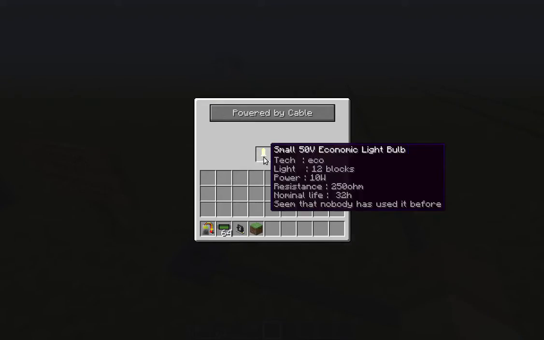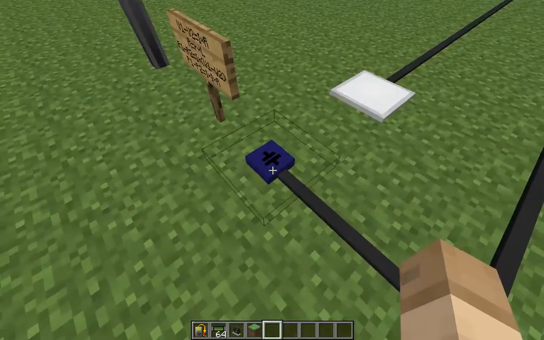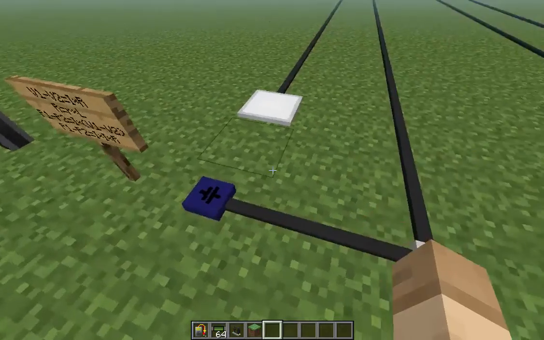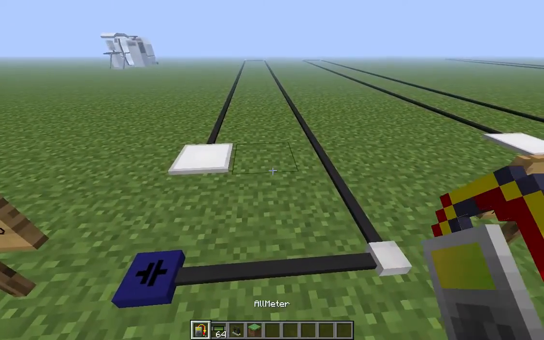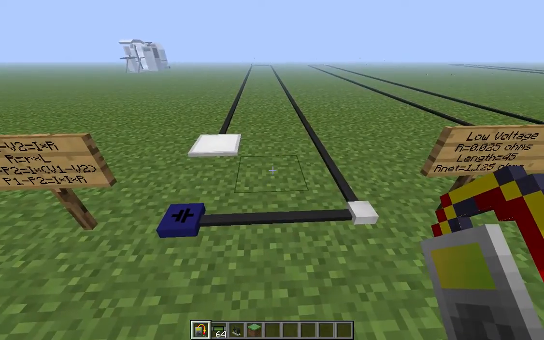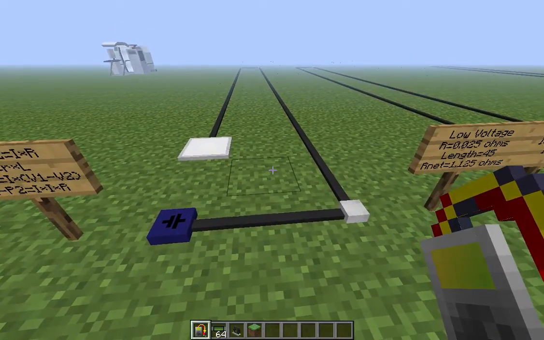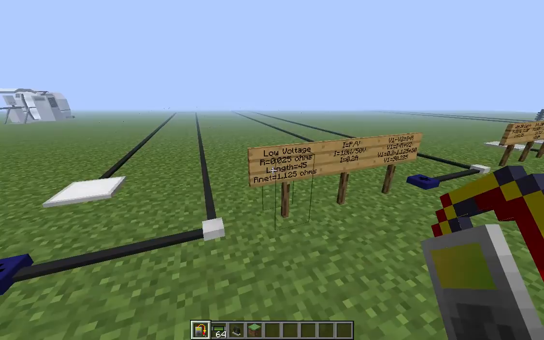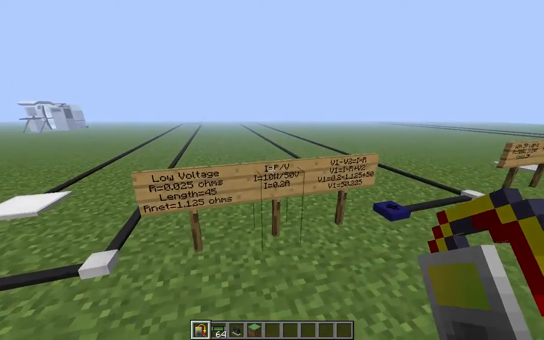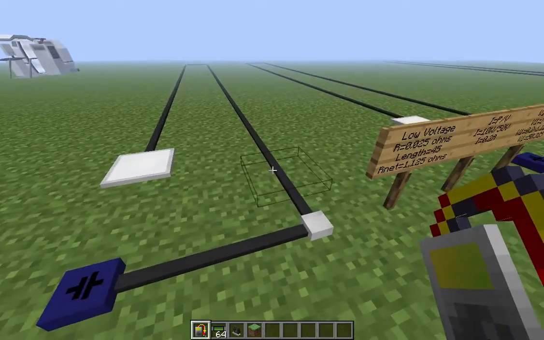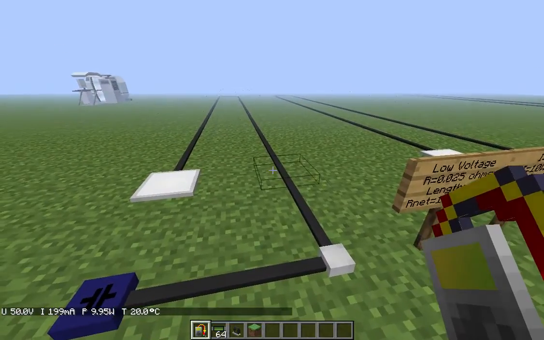Here we have a 10-watt light hooked up to a 50-volt voltage source through a 45-block-long cable. We can easily find the resistance of the cable by multiplying the value found in the tooltip by 45. And since we know the light bulb is 10 watts, we can calculate the current at 0.2 amps. Yet using our meter, it clearly shows this is wrong.